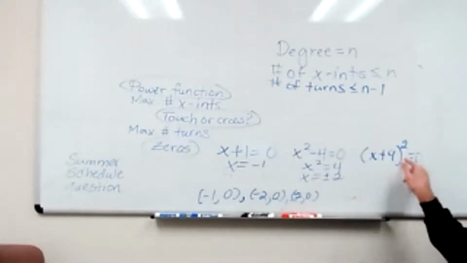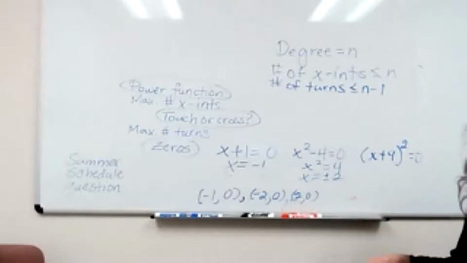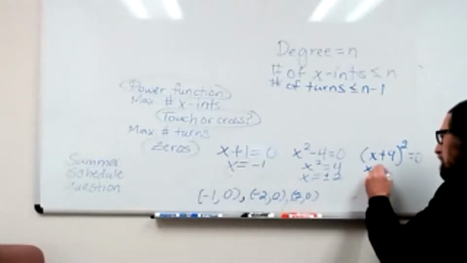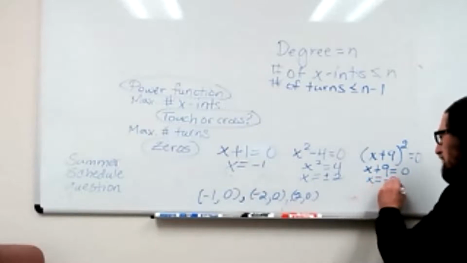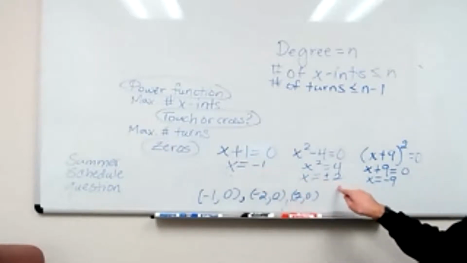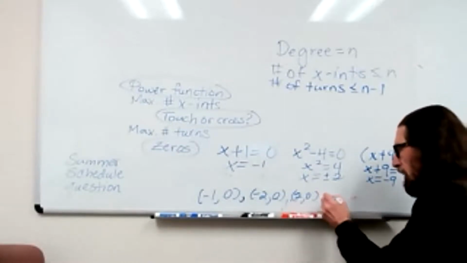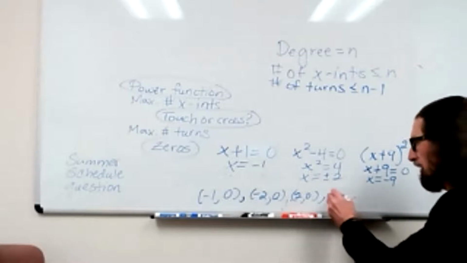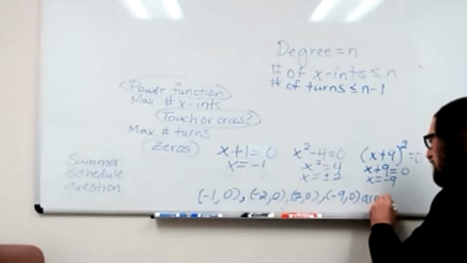And from the last one, when you take the square root of 0, you're going to get 0. Putting a plus or minus in front of that isn't going to change anything. So x plus 9 equals 0, x equals negative 9. Negative 1, positive and negative 2, and negative 9 are the zeros of the polynomial function. And we're going to see x-intercepts at these locations.